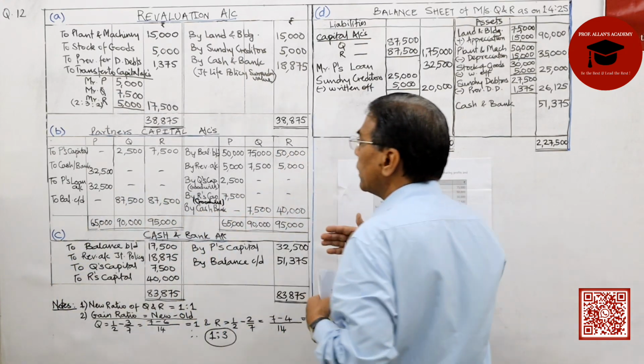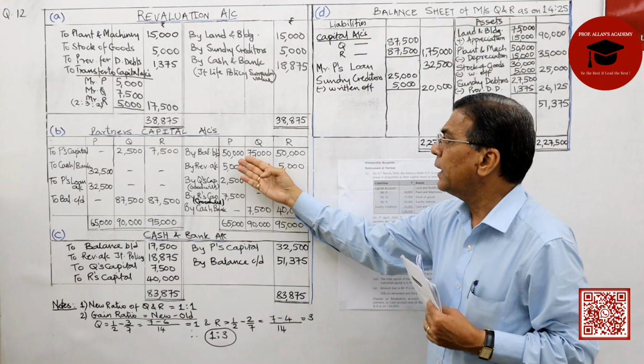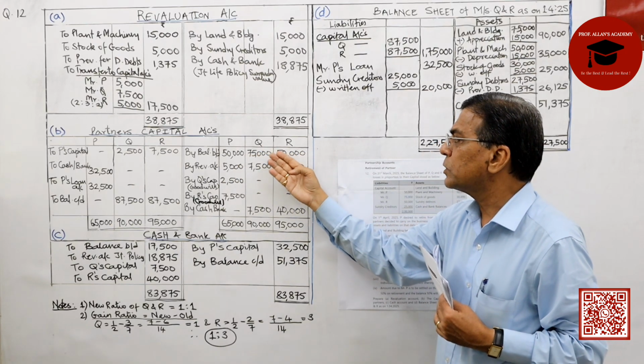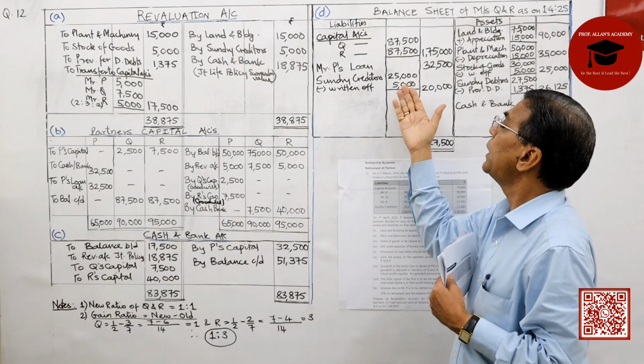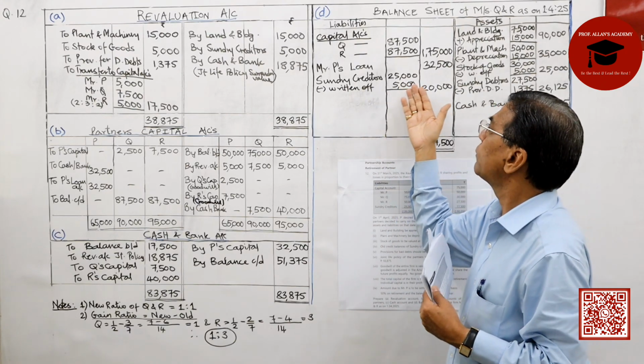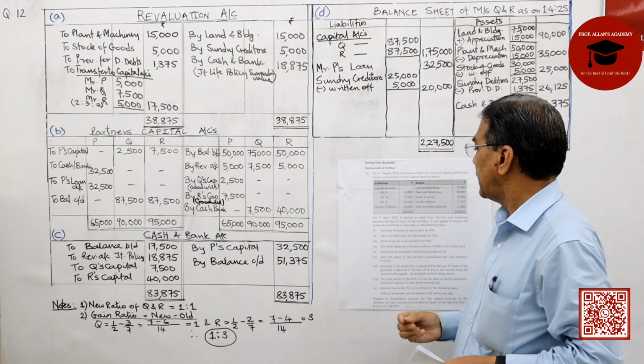Capitals will be recorded in the capital account. By balance brought down for P, Q and R 50,000, 75,000 and 50,000. And sundry creditors will appear on the liability side of the balance sheet. Now, what are the conditions that are laid down?